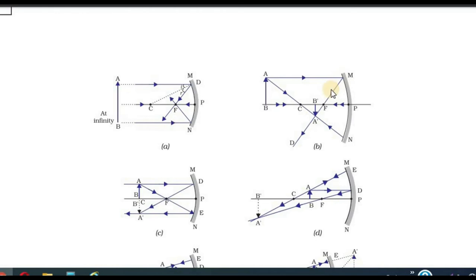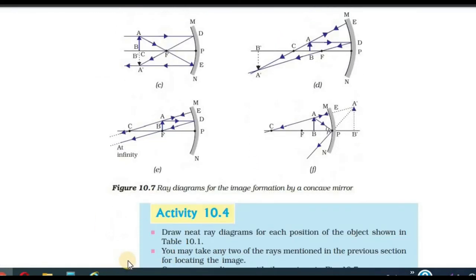So these two reflected rays intersect at the point A dash. Draw a line such that we can have the image A dash B dash. What is the peculiarity of this image? This image is real, and the image is smaller than the object.